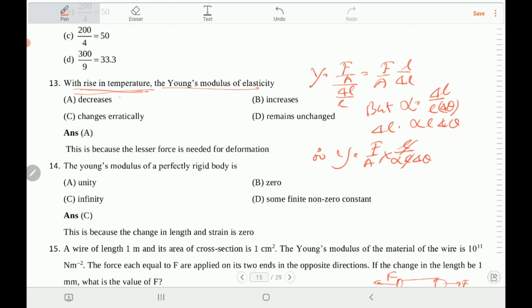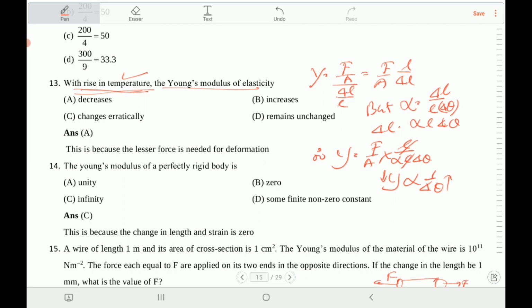Finally, he wants you to find the relation for Y in terms of delta theta. So, Y is inversely proportional to delta theta. What is the meaning of this? Increase in temperature decreases the value of Y. Inversely related. You can easily realize it also.